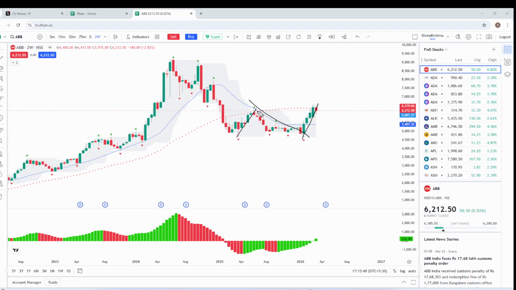Okay, so let's see, it has made a B, now it is going for a C. Will it go a little more? 6319 can be possible. This is a 2 week candlestick.